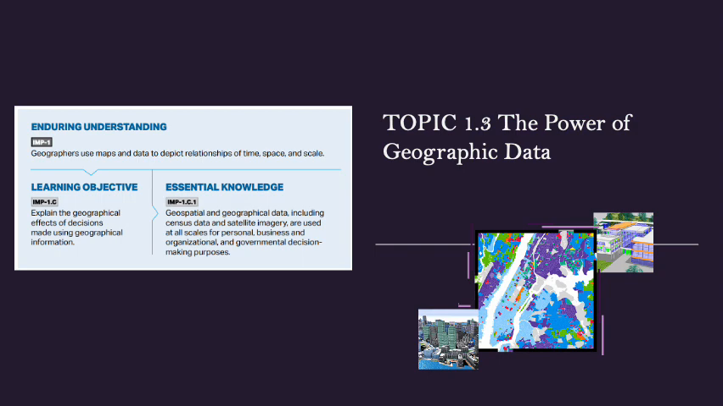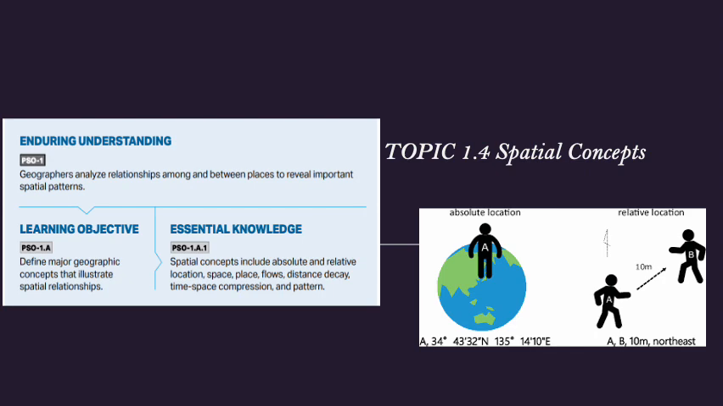And what you need to know here, the essential knowledge is that geospatial and geographical data, including census data and satellite imagery, are used at all scales for personal, business, organizational, and governmental decision-making purposes. Let's look at 1.4. And in 1.4, we talk about spatial concepts.